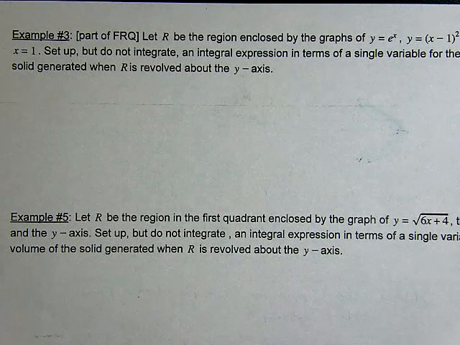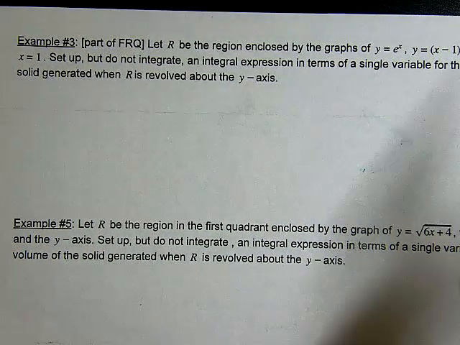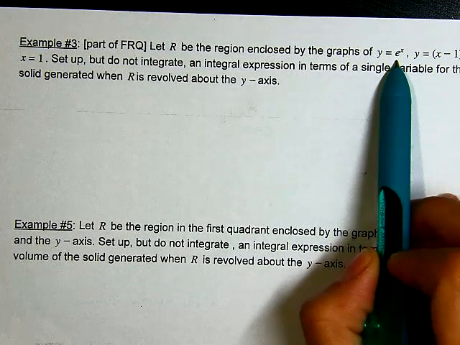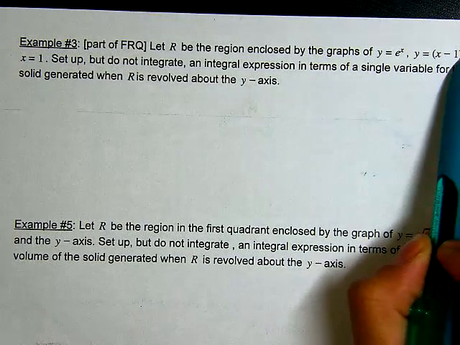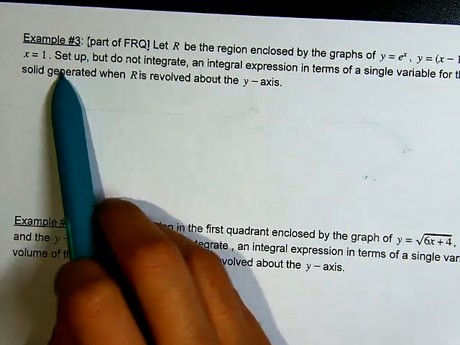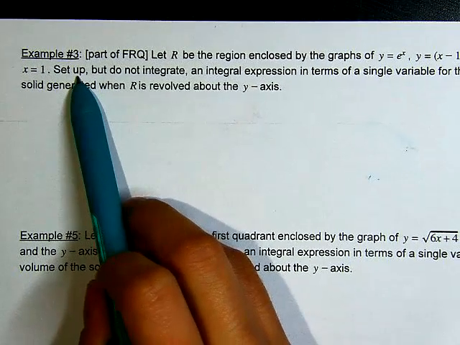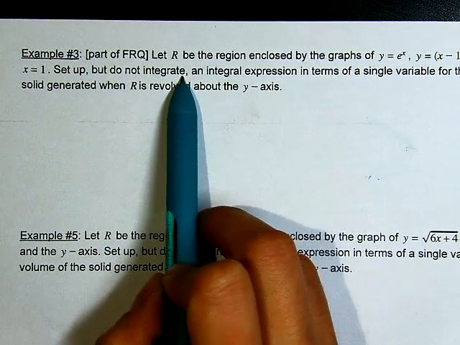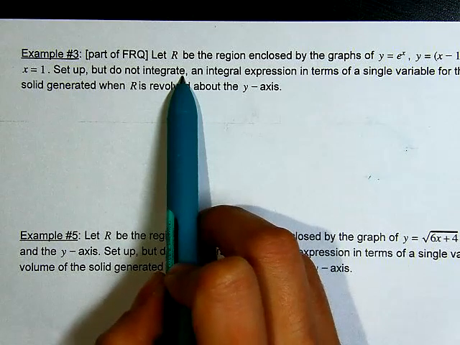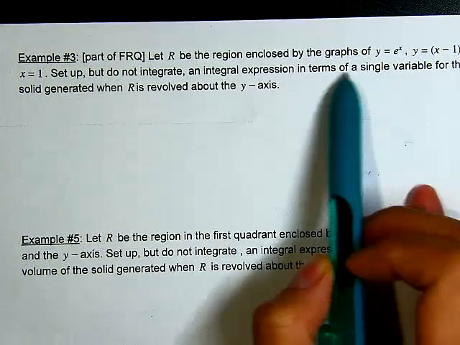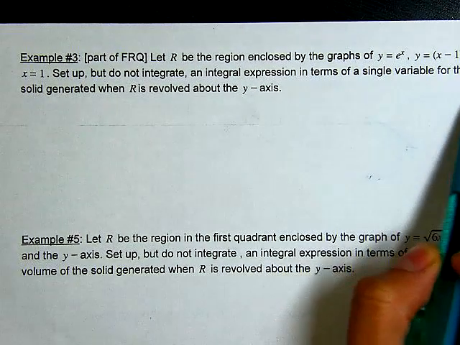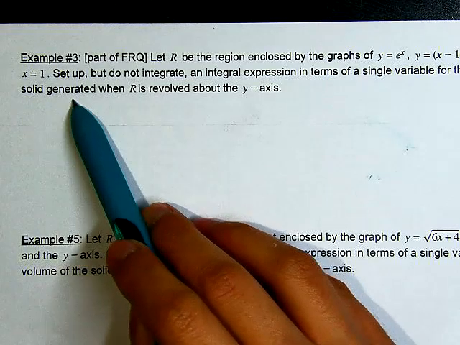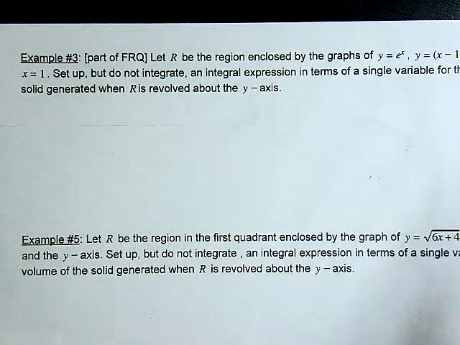Now let's go ahead and take a look what happens when we rotate around the y-axis. So here we have y equals e to the x, y equals (x minus 1) squared, and the line x equals 1. Now you'll notice in these instructions it says to set up but don't integrate. So what does that mean? Don't evaluate. Don't actually find the value of that integral. An expression in terms of a single variable for the volume of the solid generated when R is revolved around the y-axis.